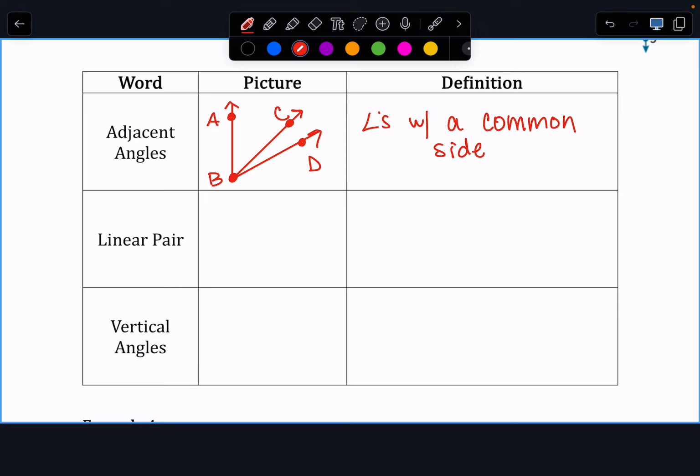Okay. So I know we talked about an angle bisector yesterday. That's a special case of an adjacent angles scenario. But as long as our two angles share a side, they are adjacent. Now, the side needs to be interior. So I'm going to say that ABC and CBD are adjacent because they share side BC.